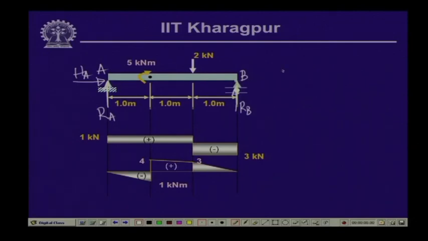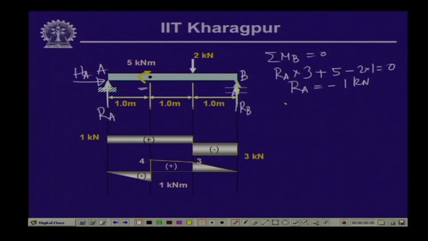Now, if we take the moment about B equal to 0, it gives us R A into 3, which is a clockwise moment, plus 5 kilonewton meter, which is also a clockwise moment, and 2 kilonewton meter gives anticlockwise. So, 2 into 1. So, this equals 0. This gives us a value of R A as minus 1 kilonewton, and as we have seen, R A plus R B equals 2 kilonewton and R A is minus 1 kilonewton. So, this will give us a value of R B as 3 kilonewton. So, these are the values of R A and R B.